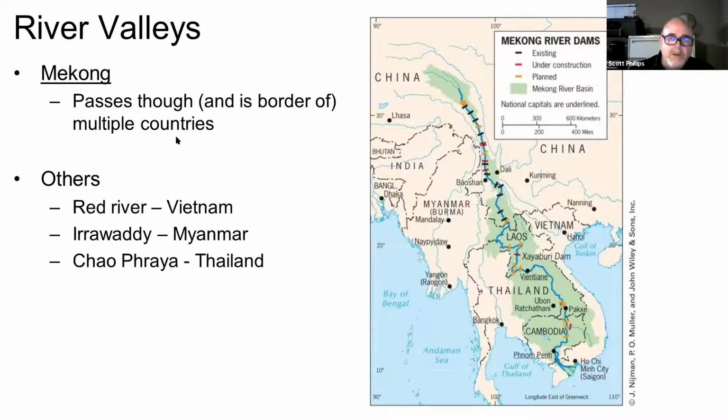There are a few other ones that are not quite as big as the Mekong, like the Red River in the more northern part of Vietnam, the Irrawaddy in Myanmar, and another one, the Chao Phraya in Thailand. But the Mekong is the major river here.